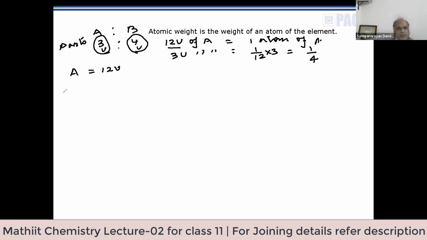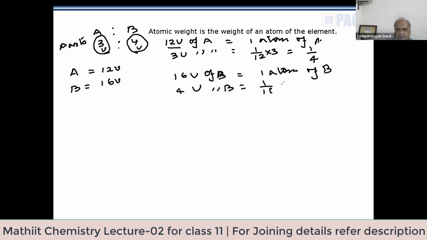Right. Now, B's atomic mass, what is it? 16U. Now, 16U means 1 atom of B. So now 4U means how many atoms of B? 4 units of B means 1 by 16 into 4, which is 1 by 4 atom of B.